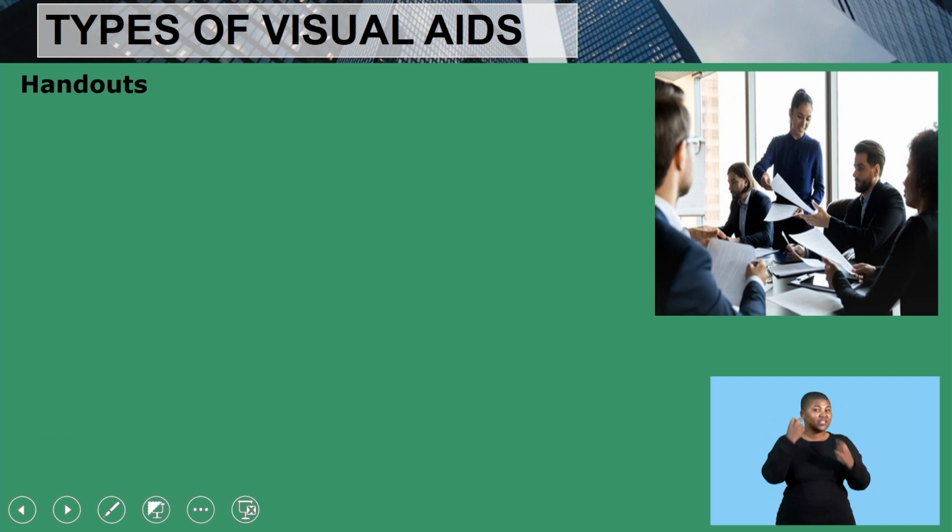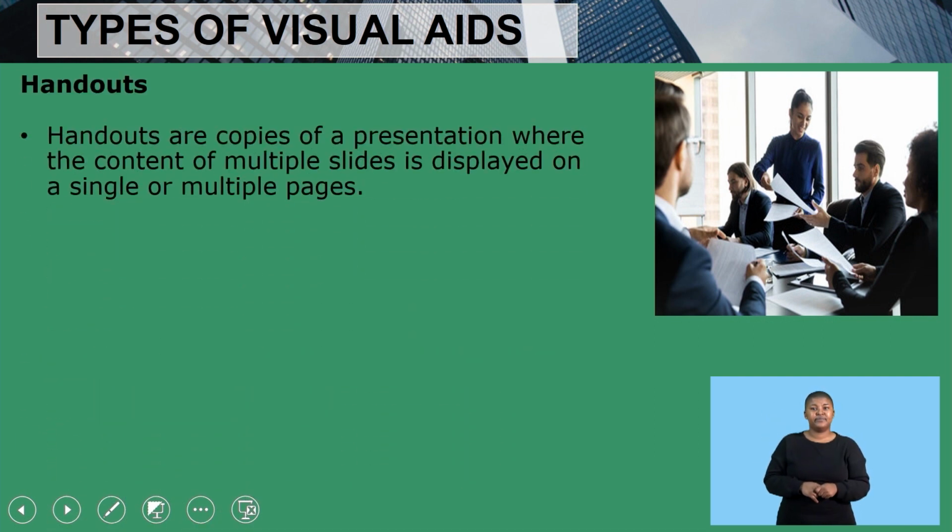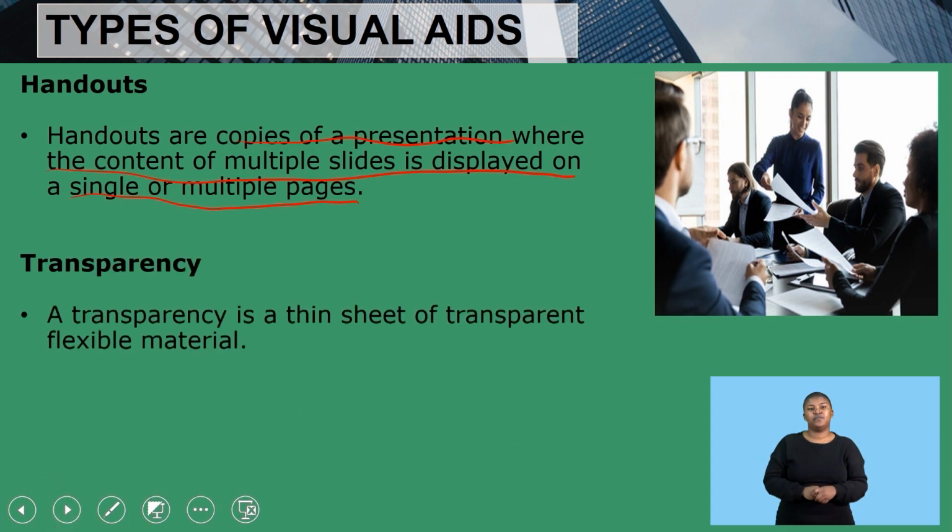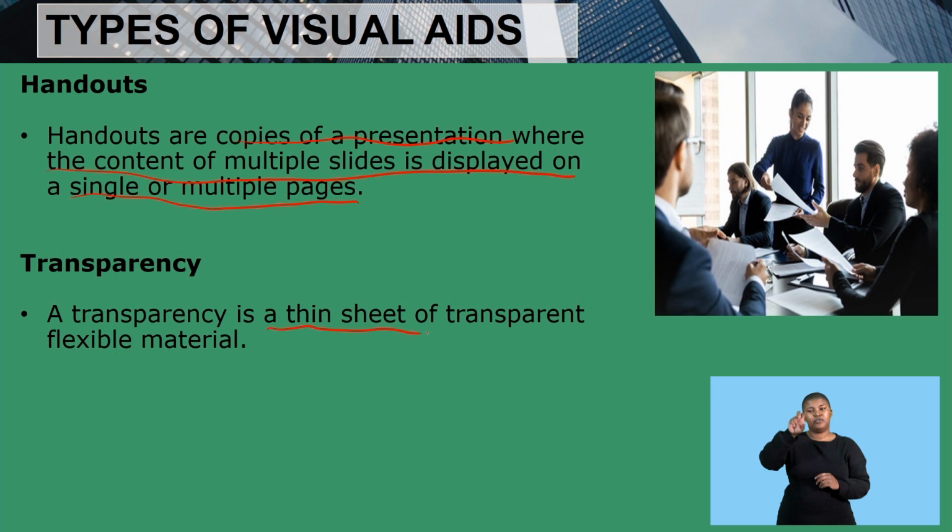Still on types of visual aids, we have handouts. Handouts are copies of a presentation where the content of multiple slides is displayed on a single or multiple pages. Then we have transparencies. A transparency is a thin sheet of transparent, flexible material.